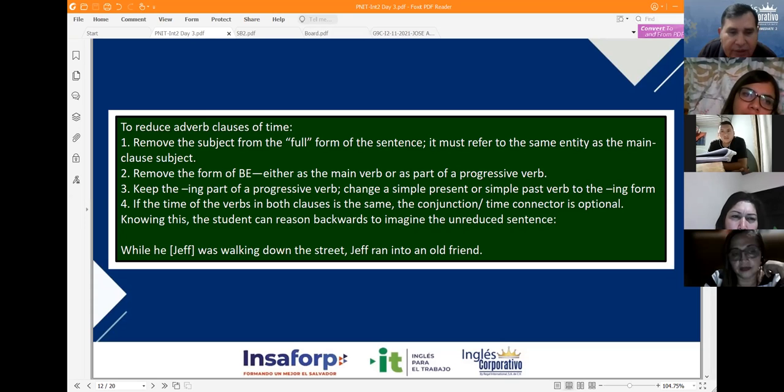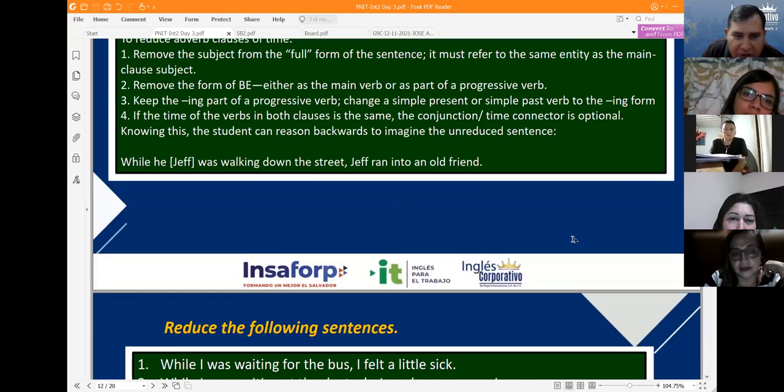So here it doesn't matter if it's the verb to be, it doesn't matter if it's only an auxiliary. If it's an auxiliary, remove it. If it's the verb, remove it. You are not going to put the verb in ing. This only happens in reason, but in time, no. Okay, number three, keep the ing part of a progressive verb, etc. This, you will read it in your house and you will do it.